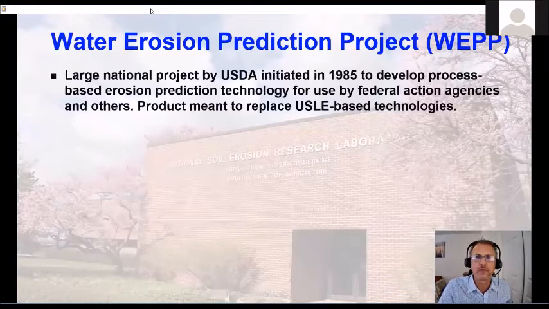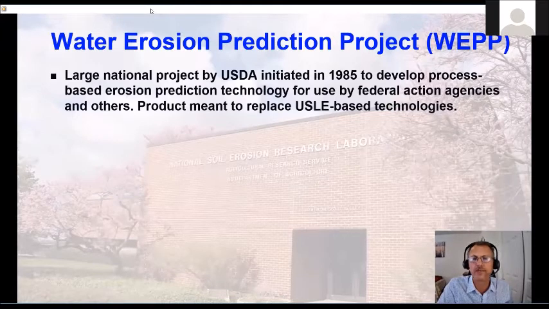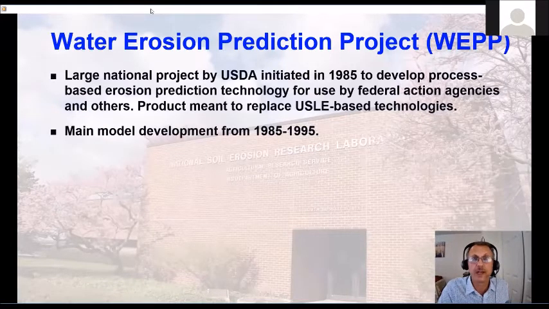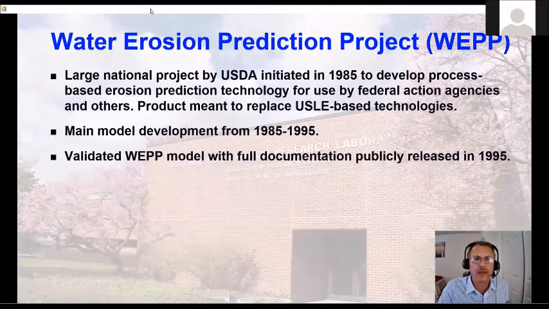The Water Erosion Prediction Project. This is a large national project by USDA that began in 1985 to develop process-based erosion technology for use by action agencies and others, and was meant to replace USLE as the best technology. The main model development was from 1985 to 1995, and the validated model with documentation was publicly released in 1995.